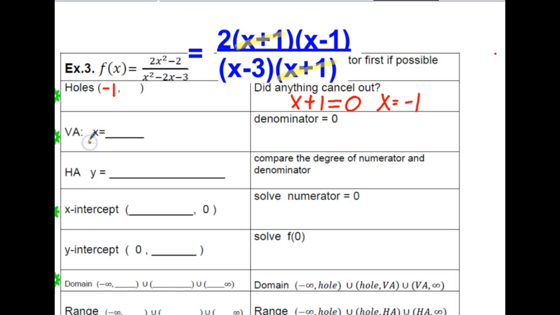The vertical asymptote comes from where the denominator equals 0. This part is already canceled out, so I don't have to worry about that. It's the denominator that's not canceled out that gives me an asymptote. And so where is the asymptote at?